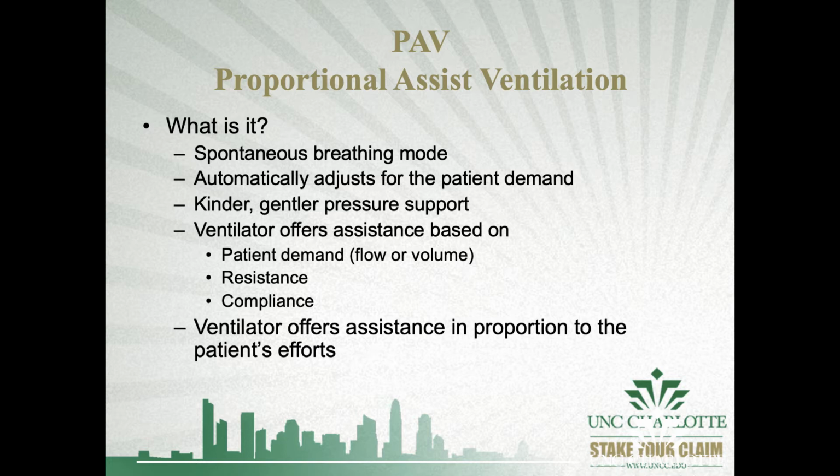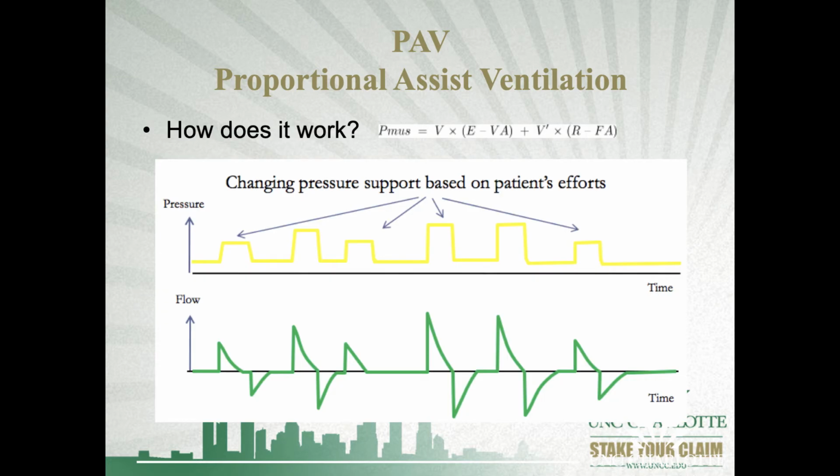So if the patient's taking a big breath in, it will provide a little bit more support in proportion to what you set. We'll get into that in a second. If the machine senses more resistance, it will provide more pressure to overcome that resistance, or with an increase or decrease in compliance, it would subsequently adjust its parameters within your alarm settings, so almost like PRVC. But at the end of the day, the ventilator offers assistance in proportion to the patient's efforts: proportional assist ventilation.